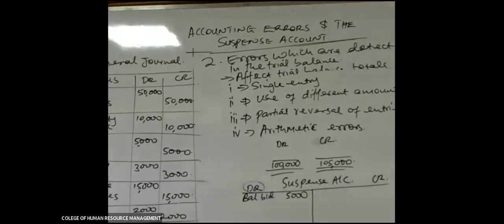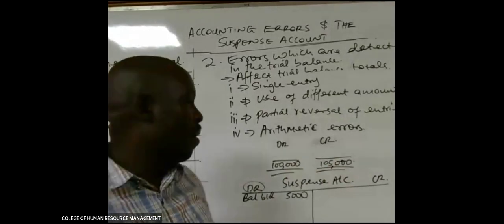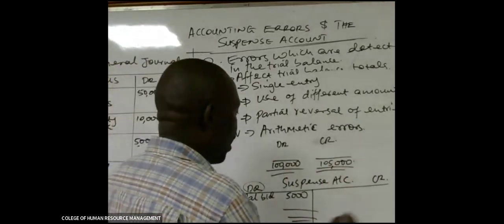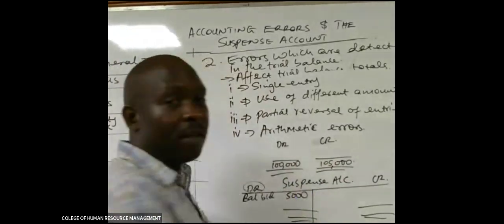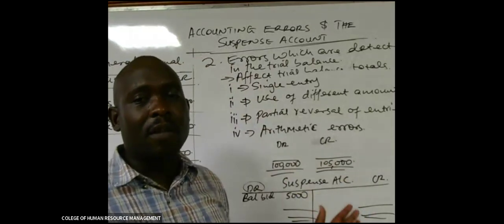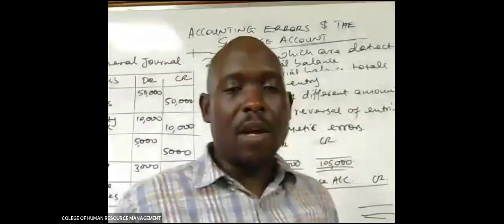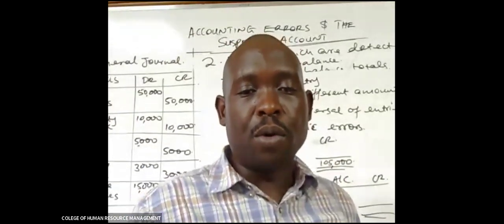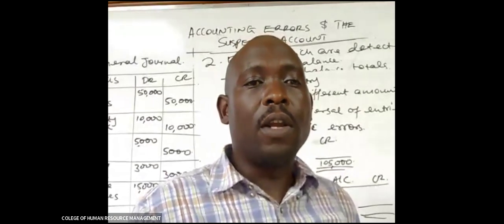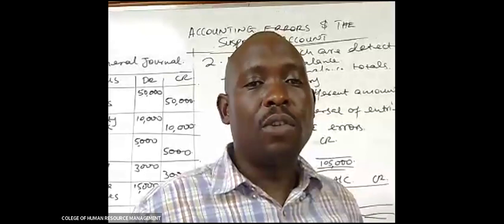And the moment all the errors have been corrected, our suspense account will duly balance, meaning that after correcting all those errors, the totals of the debit and credit of the suspense account will be equal without introducing a balance carried down. They will just self-balance. So, having said that, I want us now to look at the questions that I shared with you on your wall, which is on accounting errors.